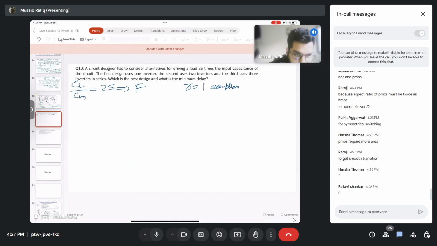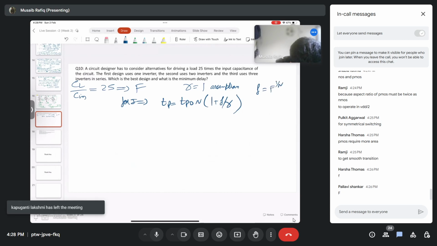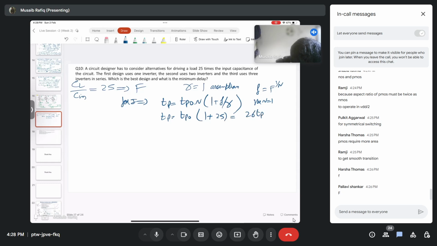Yeah, so gamma is equal to 1, that's the assumption that we have taken here. Then for one inverter case, my TP will be equal to TP0 n times 1 plus F by gamma, and F is equal to F raised to the power 1 by n. Here n equal to 1, so TP is equal to TP0 times 1 plus 25, so it is equal to 26 times TP0.